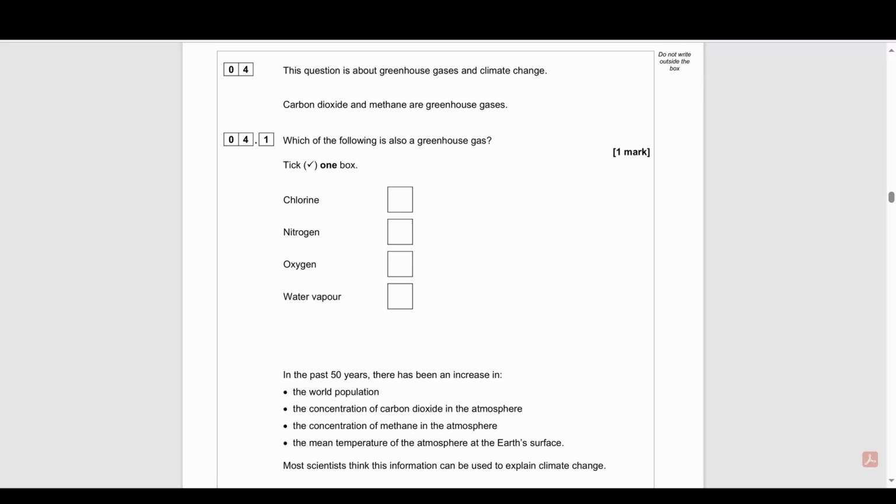Well, chlorine is not a greenhouse gas. Nitrogen is not a greenhouse gas. Oxygen is not a greenhouse gas. Nitrous oxide is a greenhouse gas, but not nitrogen on its own. So our answer is water vapor. Remind yourself, other than carbon dioxide and methane, water vapor is a greenhouse gas.